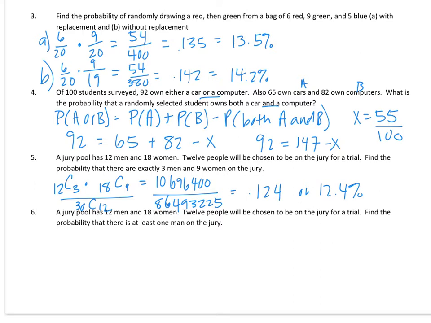All right. A jury pool has 12 men and 18 women, same setup as from before. 12 people will be chosen to be on the jury for a trial. Find the probability that there is at least 1 man on the jury. So at least 1 means 1 or more. So this would include the majority of the possible combinations. It is very unlikely that there are no men on the jury.